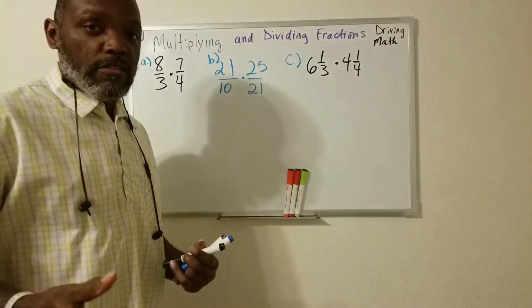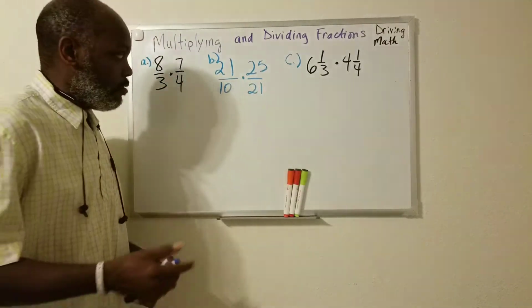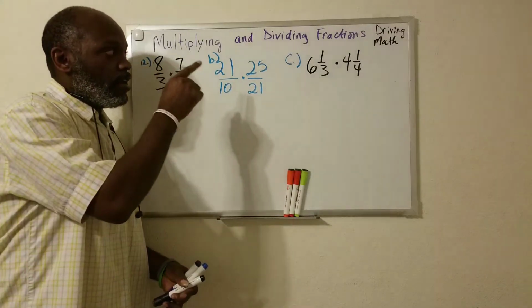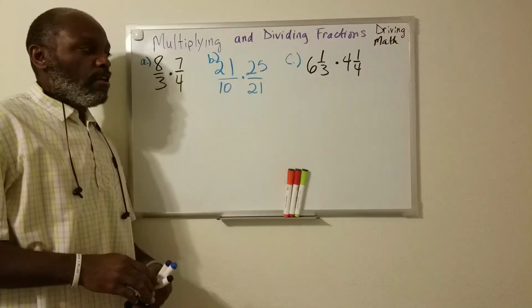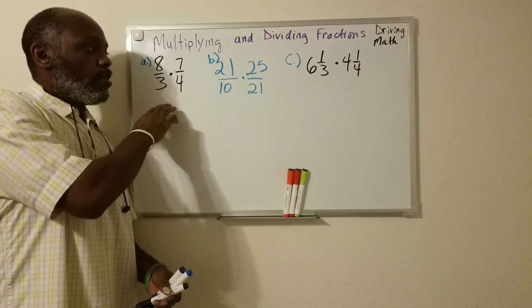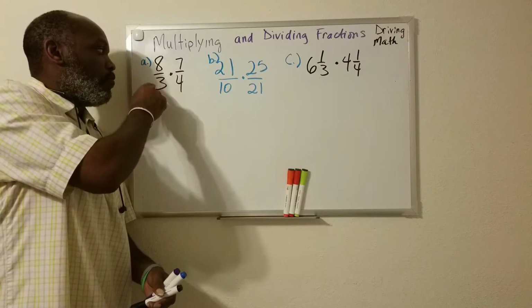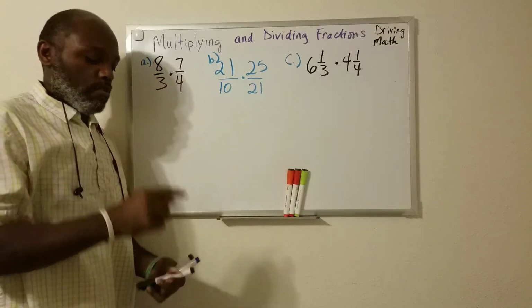I really appreciate the time that you're giving me to explain what's going on here. Today we're going to be talking about multiplying and dividing fractions. The first part of that is that we're going to just look at the two fractions. You have 8 over 3 times 7 over 4, right?